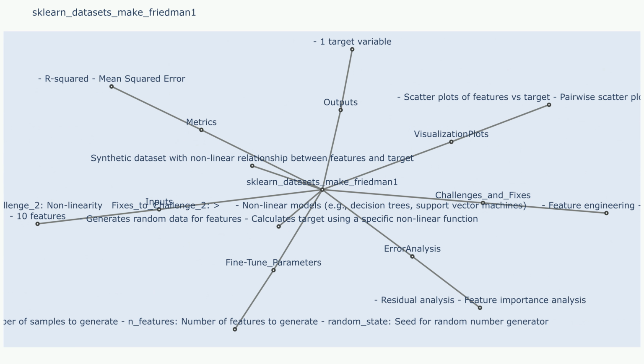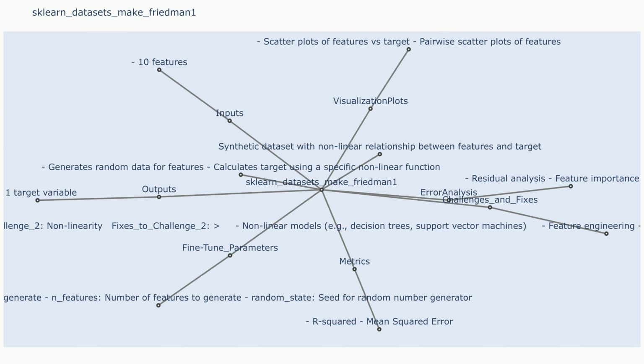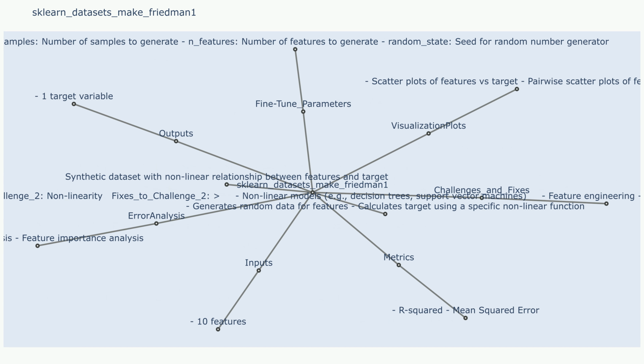Challenge 1: overfitting with too many features. This can occur when the number of features is significantly larger than the number of samples, leading to models that perform well on the training data but poorly on unseen data. Sample use case that resulted in challenge 1: training a linear regression model on a dataset with 100 features and only 50 samples.